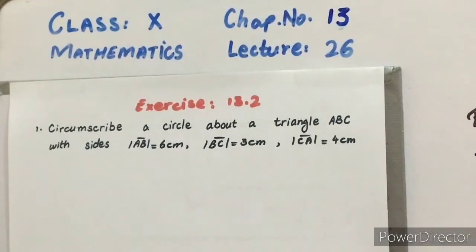According to the first question, we have to circumscribe a circle about a triangle ABC with sides AB, BC and CA. The lengths of the sides are given as 6 centimeters, 3 centimeters and 4 centimeters. Let's make a start.